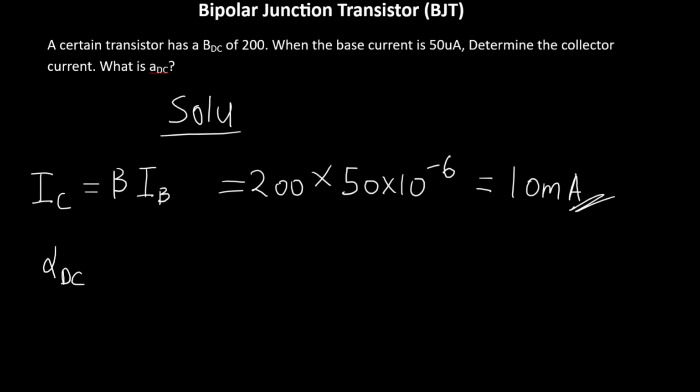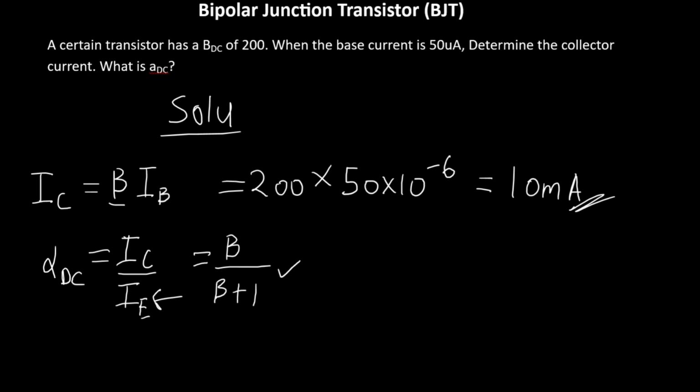Now we can go through the process of first finding the emitter current, since we know alpha DC is IC over IE. So we can follow the procedure of first finding our IE, then inputting into this formula to get our alpha DC. But since we already have our beta, there's a shorter formula that we already know, which is that alpha DC is equal to beta over beta plus 1. So this is the one we'll be making use of.